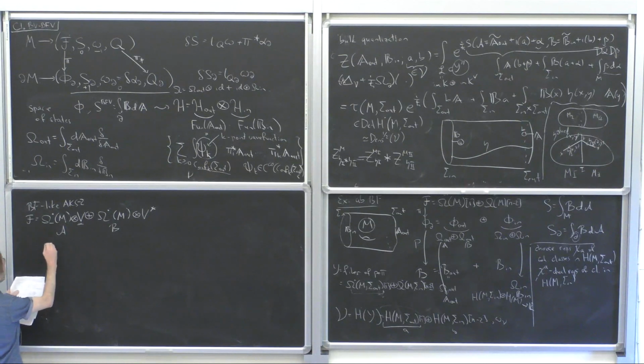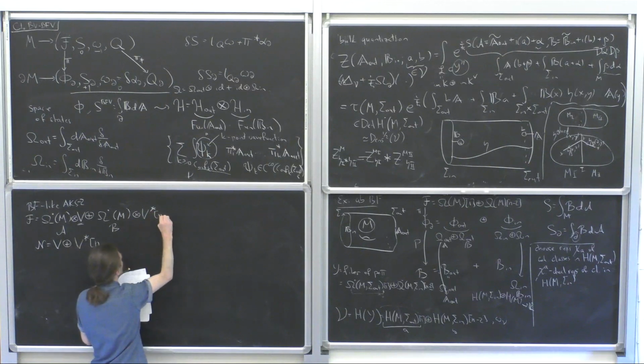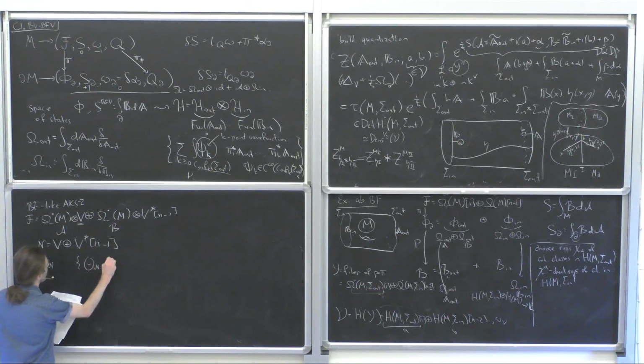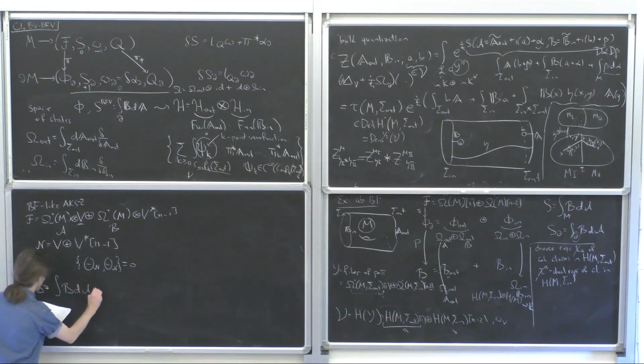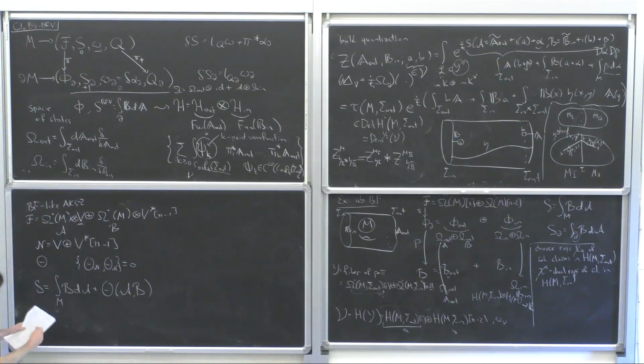And then, in terms of the AKSZ construction, the target is V plus V dual with a shift. Oh, sorry, I should have put a shift here, of -1. So this is the AKSZ target. And I want to choose some function theta on this target which satisfies the equation that theta with theta Poisson bracket is 0 with respect to the symplectic structure here. Let me not write the subscript n here. Then the action is the integral over M of B dA plus theta of A, B. And for boundaries, the same formula, but the integral over the boundary.